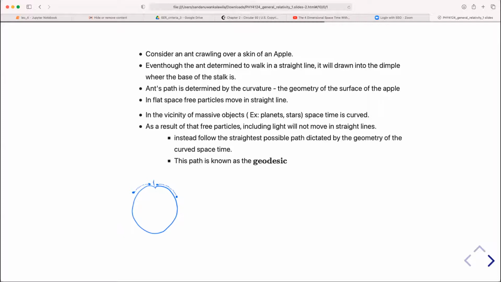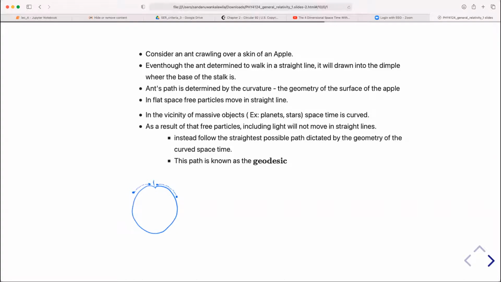And so what this teaches us is that in the vicinity of massive objects, this is just an example, but if you look at very massive objects like the planets and stars, the space-time is curved, right? And as a result of that, if you consider a free particle, including light, they will not be able to move in straight lines, right? Which is pretty much similar to what happens to the ant on this apple, right?